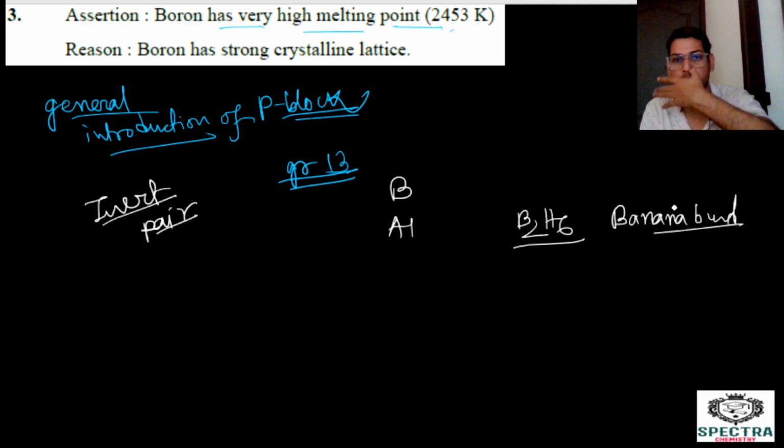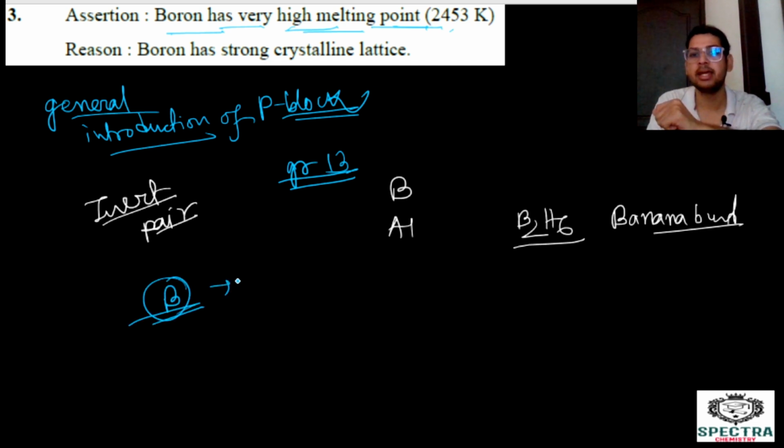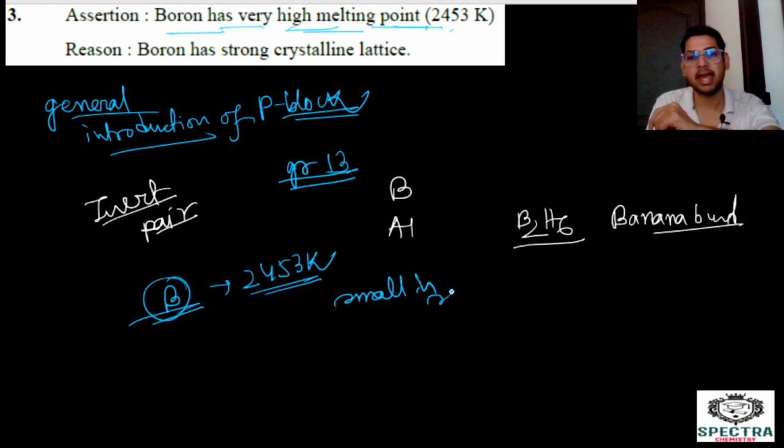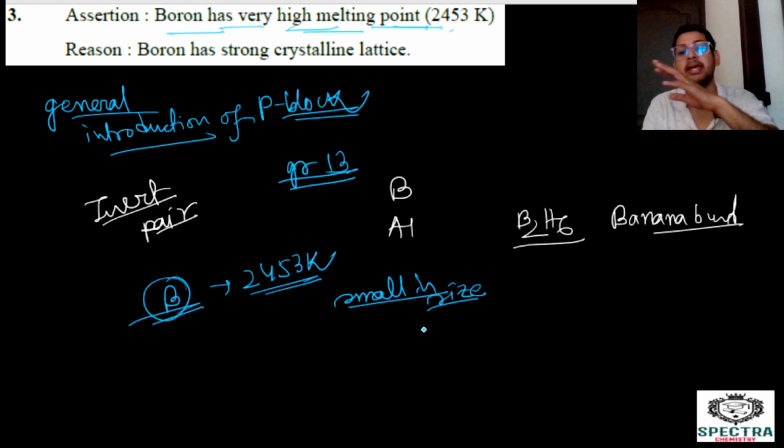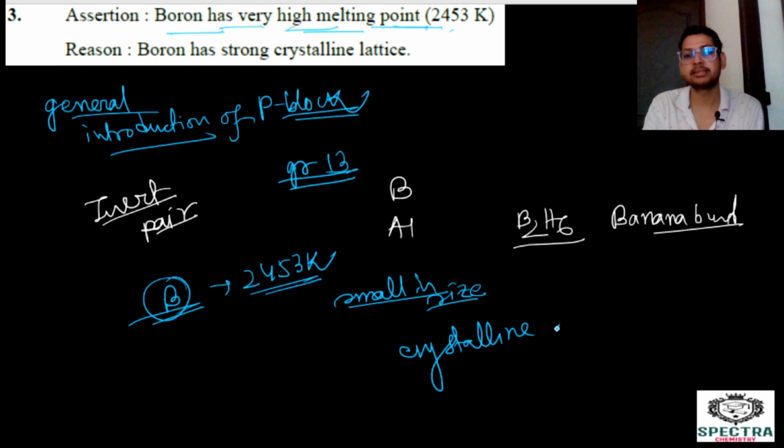So from here you got a question that boron has very high melting point. Yes, that's true. Boron is having a very high melting point and the value is 2453 Kelvin. But the question is why? Because boron is very small in size and it can make crystalline structure. It can make crystalline structure. What is the crystalline lattice as it is given here?